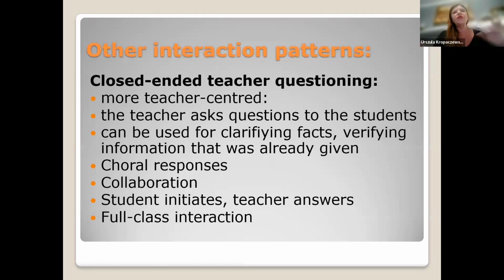There are a lot of other interaction patterns, just very quickly to the end. Close-ended teacher questioning. At the end of each activity, at the end of the lesson, teachers should ask students questions in connection with the activities we have covered: if they like the activities, if they have found them useful, maybe not. At the end we can again ask students to repeat the vocabulary if we work with young learners. It may also happen that students may ask teachers some questions.